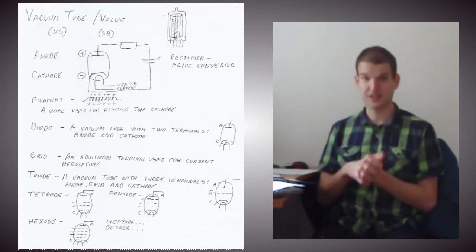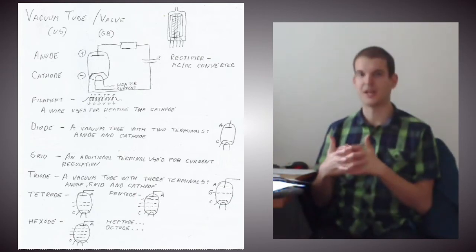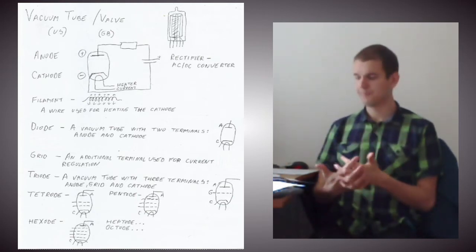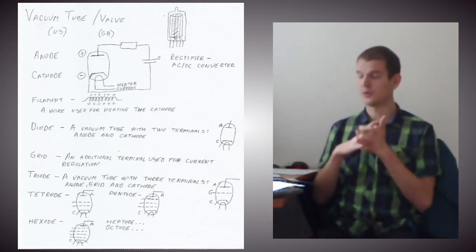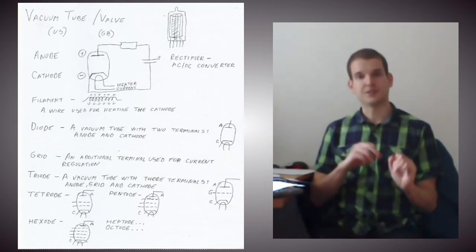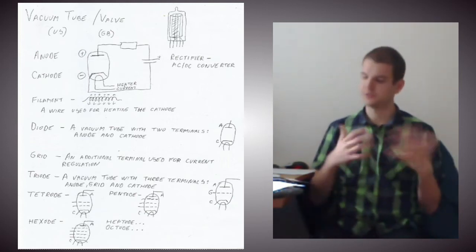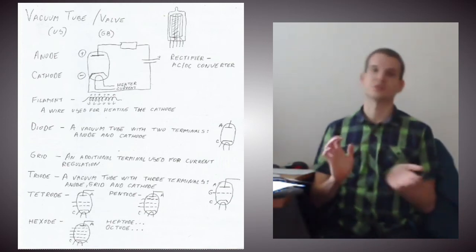And if we add the third terminal called grid, we will have a triode. The grid is really important for current regulation. And if we add another grid, we will have tetrode, pentode, hexode, heptode, octode, and so on.